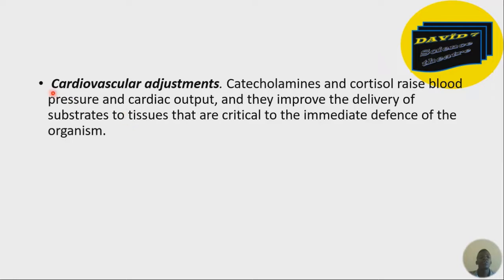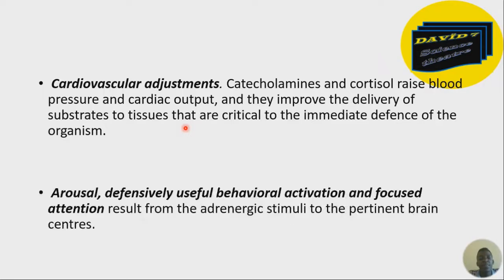The third point, there are also cardiovascular adjustments due to these hormones. The catecholamines and cortisol raise blood pressure and cardiac output, and they improve the delivery of substrates to tissues that are critical to the immediate defense of the organism. So take this point, they improve the delivery of substrates to tissues that are critical to the immediate defense of the organism.